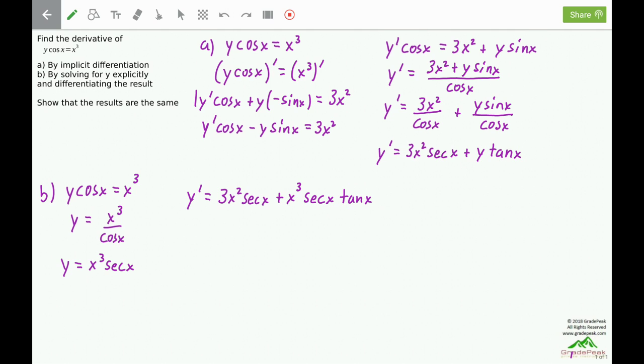But we have right here that y equals x cubed secant x, and that's exactly what we have right here. So that can be replaced with a y, and so we can write this as y prime equals 3x squared secant of x plus y tangent of x, which matches exactly the results we have in part A.